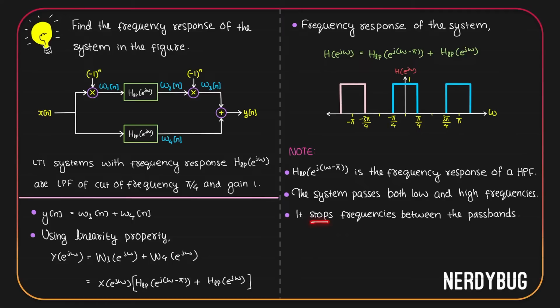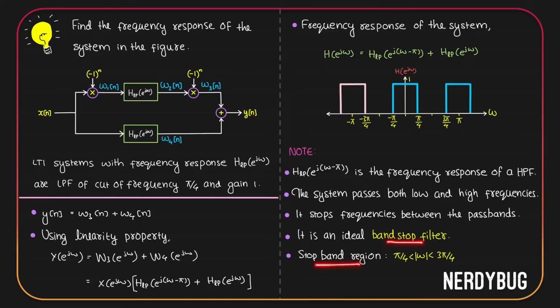But it is actually stopping the frequencies between the two pass bands. So we can say H of e raised to j omega is actually the frequency response of a band stop filter. It is stopping all the frequencies between pi by 4 and 3 pi by 4 and minus pi by 4 and minus 3 pi by 4. So we can say the stop band region of this band stop filter is magnitude of omega being between pi by 4 and 3 pi by 4.